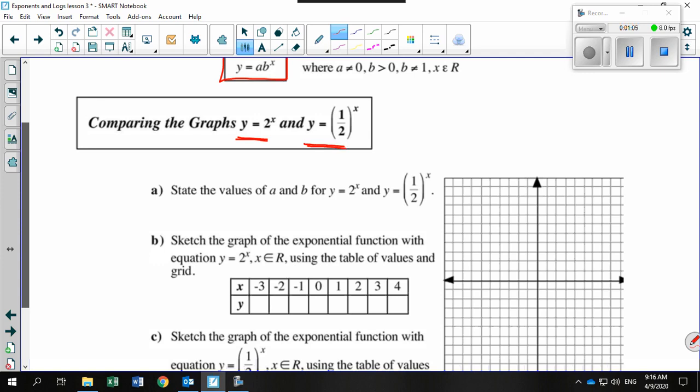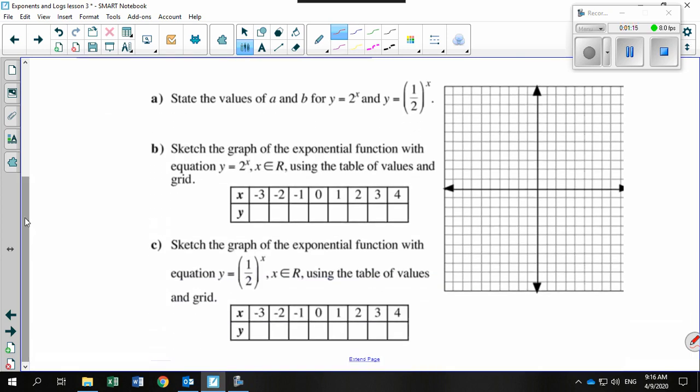So if you want to participate and you want to slow this down, if you wanted to fill in those tables of values that are here in order to graph our two equations on our grid, you can pause me and go ahead and do it. Otherwise, I'm going to fill them in for you. And so for this first table, if I'm plugging it in here, remember, I'm going to get 2 to the power of negative 3, which is y equals 1 over 2 to the power of 3, which is y is equal to 1 over 8.